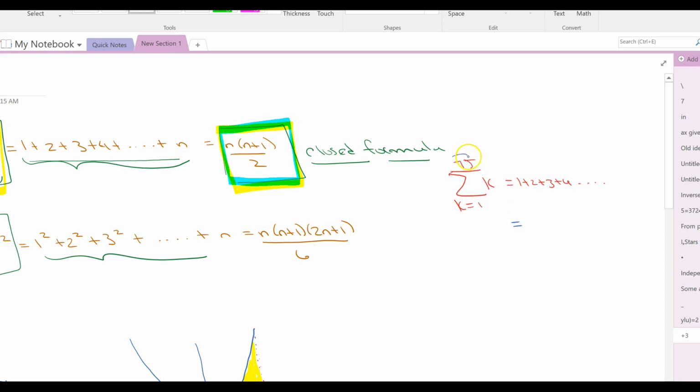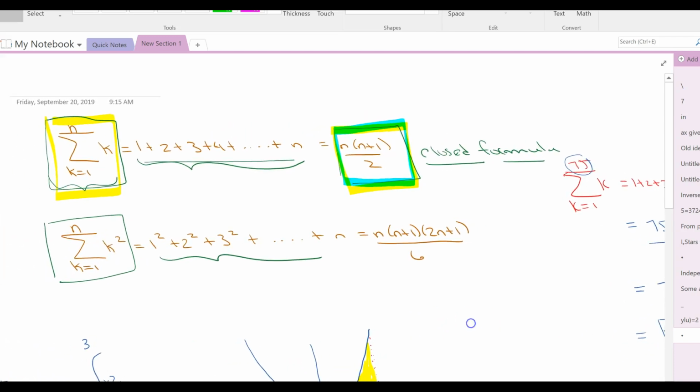So because n here is 75, the summation from k equals 1 to 75 of k will equal none other than 75 times 75 plus 1 all over 2, or 75 times 76 over 2, or 75 times 38, and this equals some number here. I don't have a calculator on me, but if you do, go ahead and find that, okay? So again, not all sums have closed formulas associated with them. In fact, very few do.